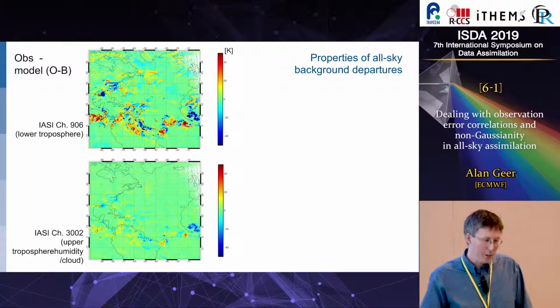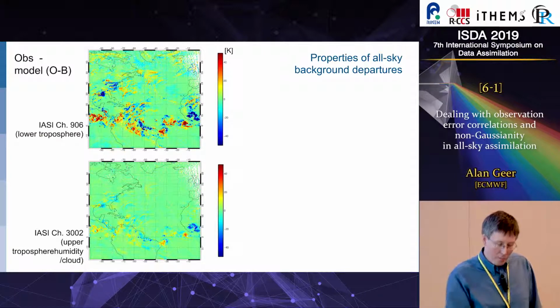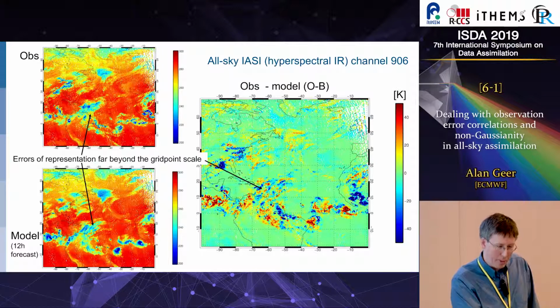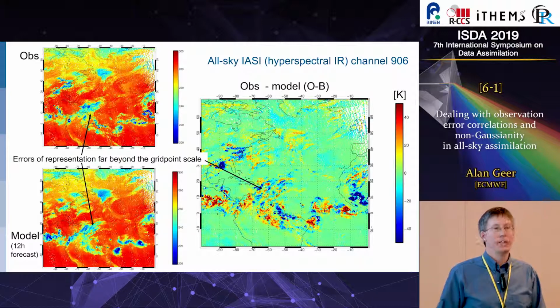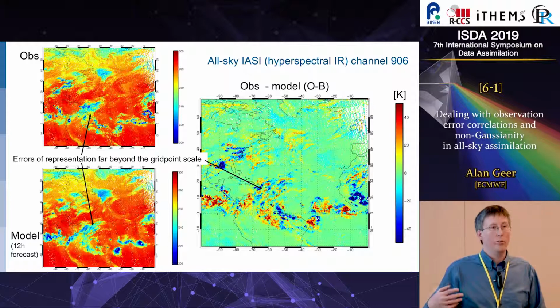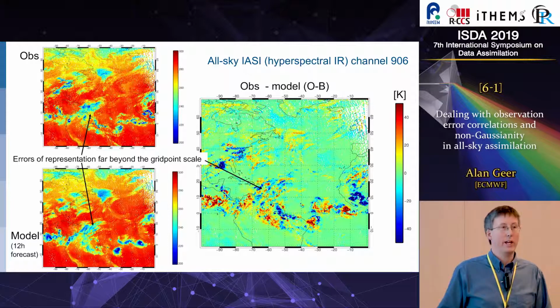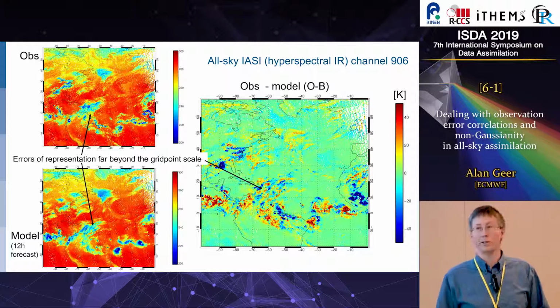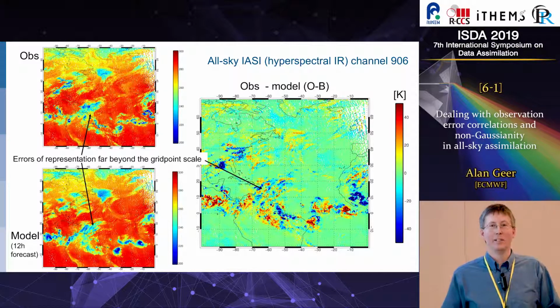So to have a look at these O minus B plots, sorry, let me just explain one more thing. So we're looking at IASI channel 906. This is an infrared near water vapor sounding channel with a low peaking weighting function and strong sensitivity to cloud. We're not attempting to assimilate this, but it's just a very good example of a very cloud sensitive channel.